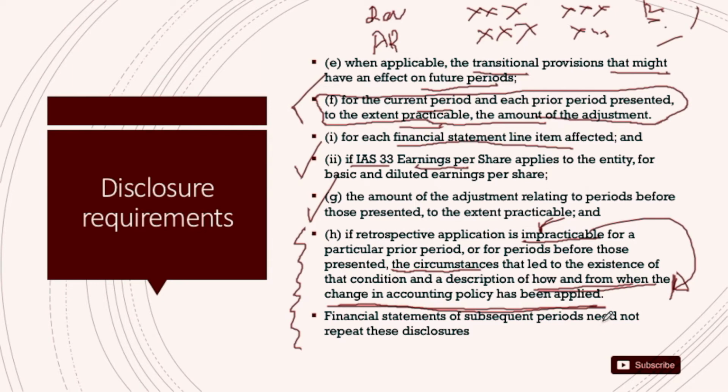And we do not need to disclose the impact on the subsequent periods. Only one period is enough, which means the financial statements of subsequent periods need not repeat these disclosures. So this is the basic structure of the disclosure requirement for changes in the accounting policies. Thank you.